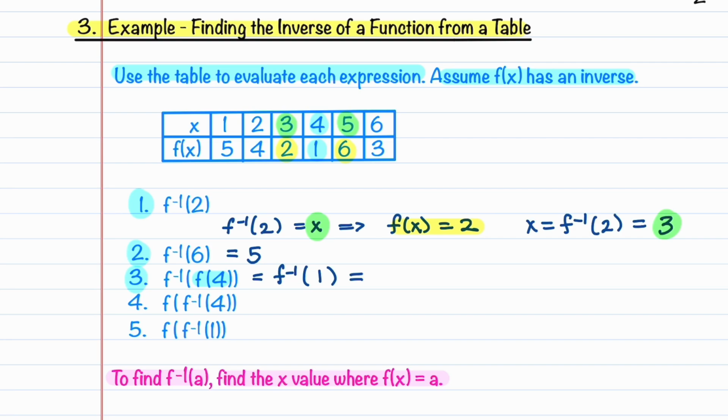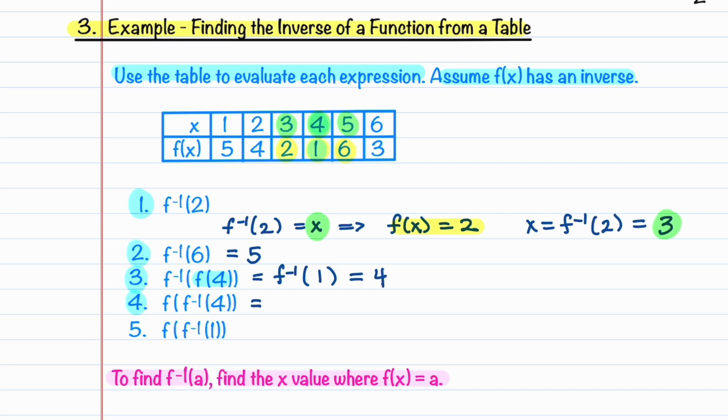Now we go ahead and do what we were doing before. We want to find the x value where f of x is equal to 1. So let's highlight our 1, and then the x value is going to be 4. So this is going to be equal to 4. Let's now look at our fourth example. We want to find f of f inverse of 4. So what we're going to have to do first is find f inverse of 4.